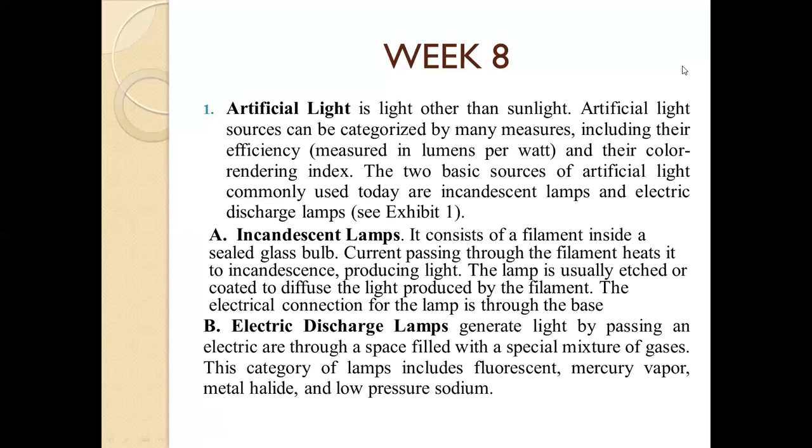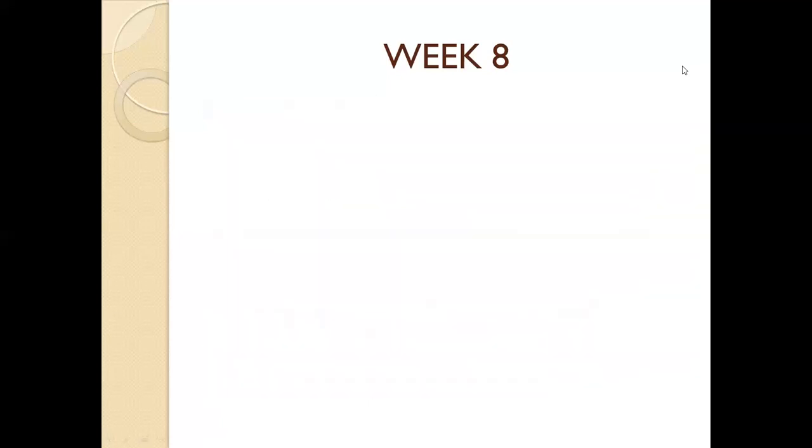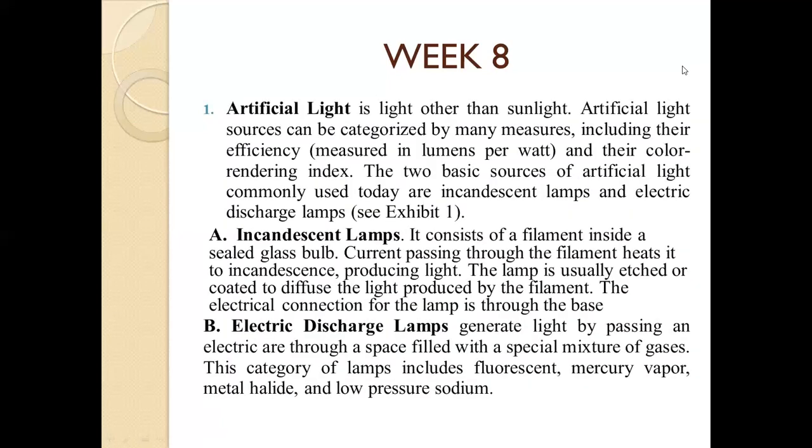And another type of artificial light is the electric discharge lamp. Electric discharge lamps generate light by passing an electric current through a space filled with a special mixture of gases. This category of lamps includes fluorescent, mercury vapor, metal halide, and low pressure sodium.